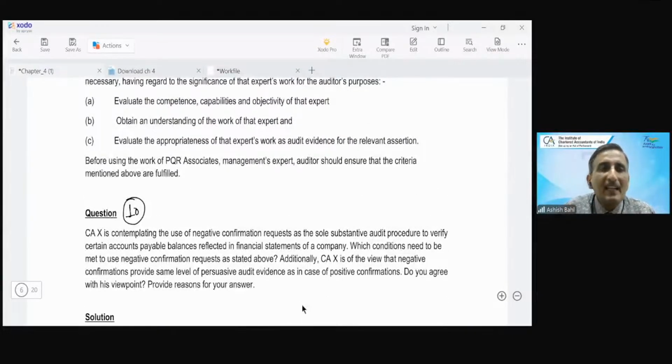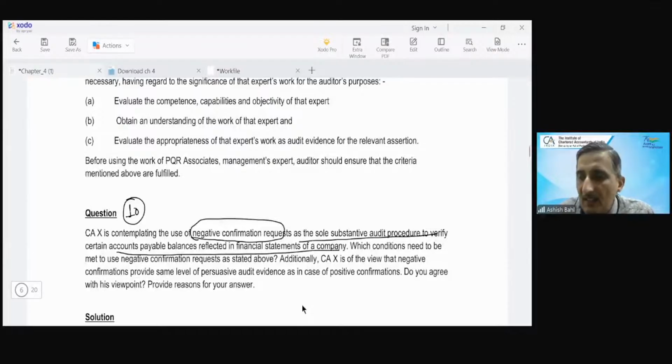See question number 10. CAX is contemplating the use of negative confirmation requests as the sole substantive audit procedure to verify certain accounts payable balances reflected in the financial statements of the company. First of all, tell me what are positive confirmation requests and what are negative confirmation requests? Yes, can anybody tell me? SA 505. What is the meaning of positive confirmation request and what is the meaning of negative confirmation request?